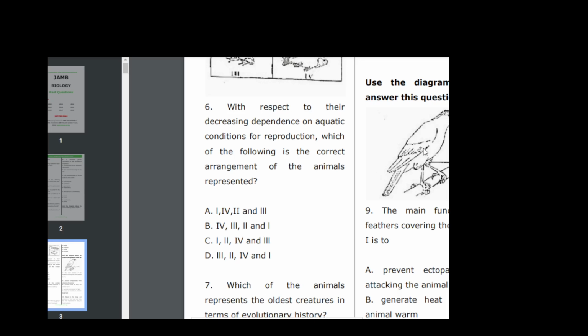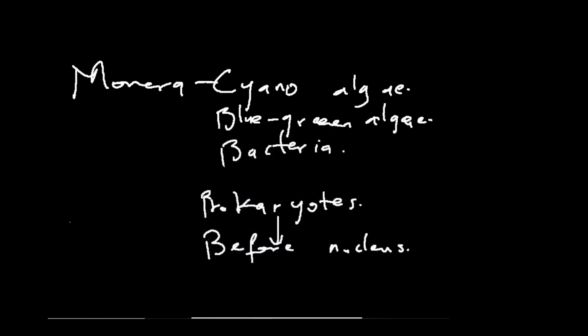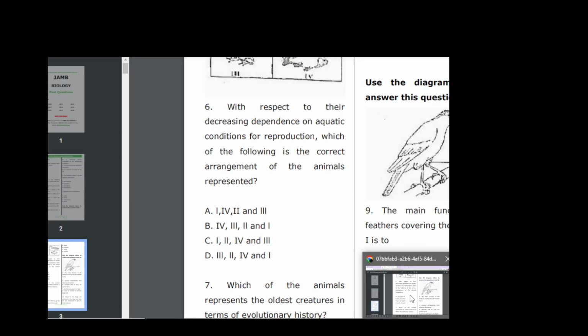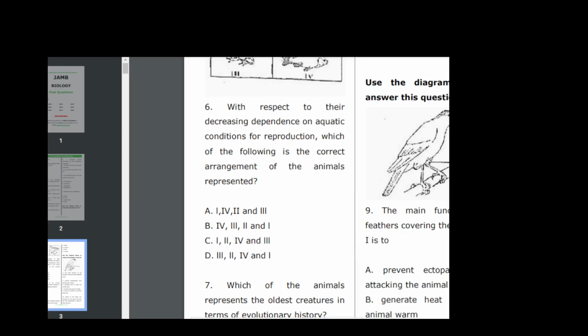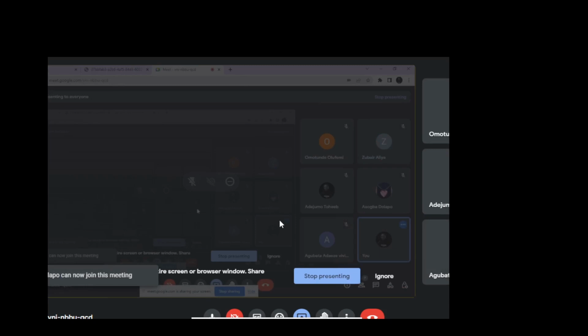We also have the filoplumes. The filoplumes are located on the side of the bird's body or on the wings. And so we have another type of feather, the last one.